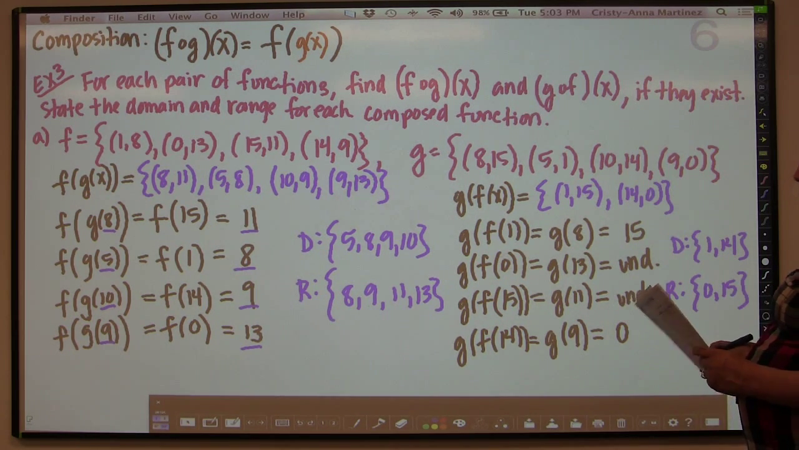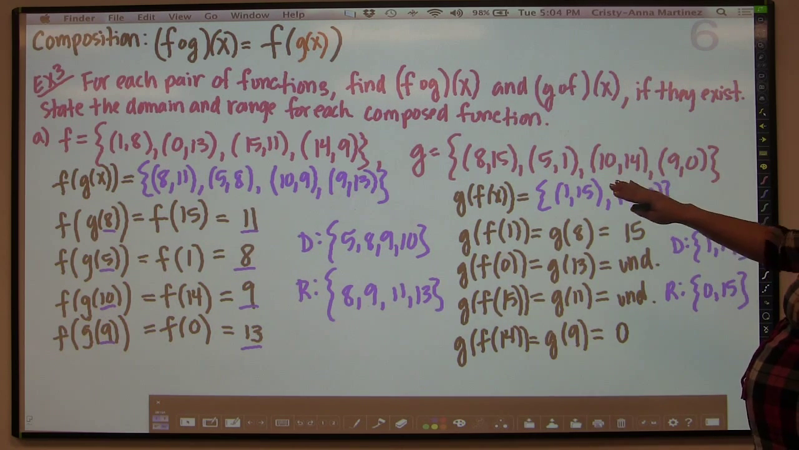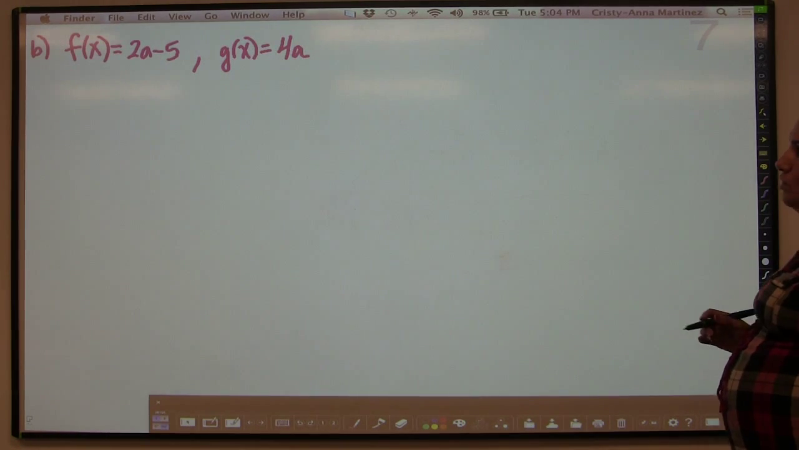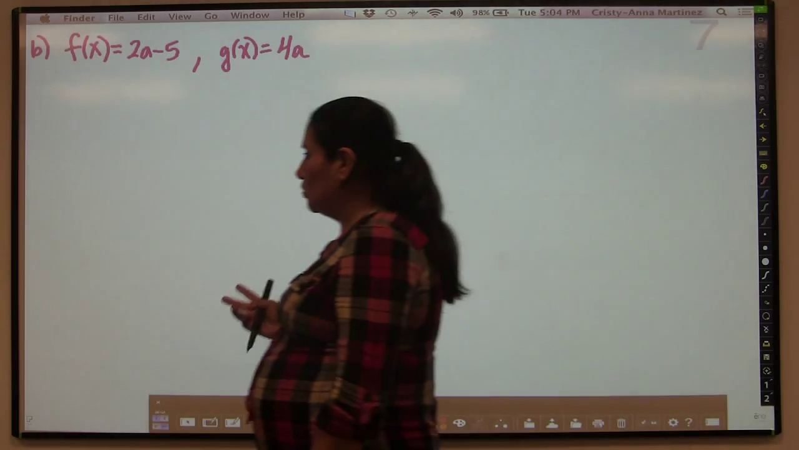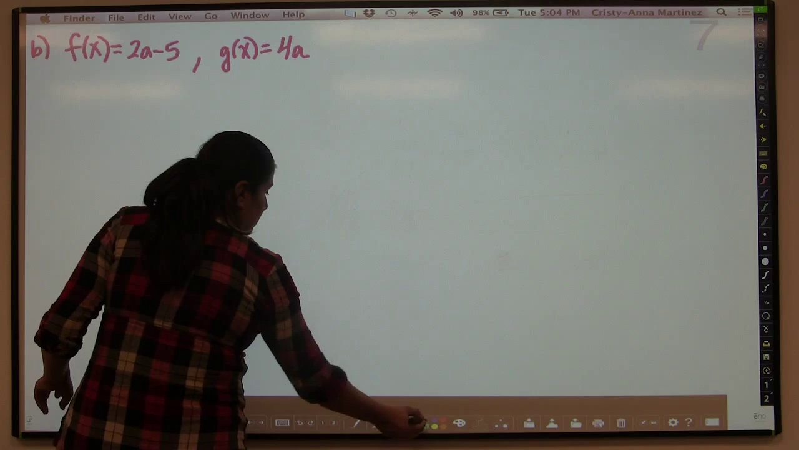And that's it. So that is how you do it when you have a set of numbers like this, a set of ordered pairs. And now we're going to show you how to do it when you have an actual function. Alrighty, so again we want f of g of x.